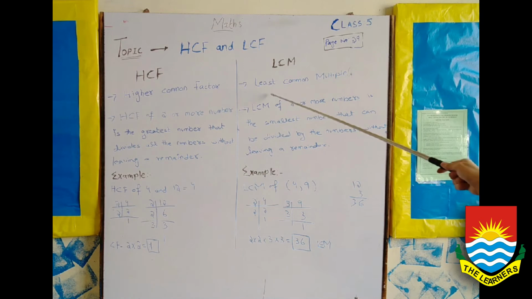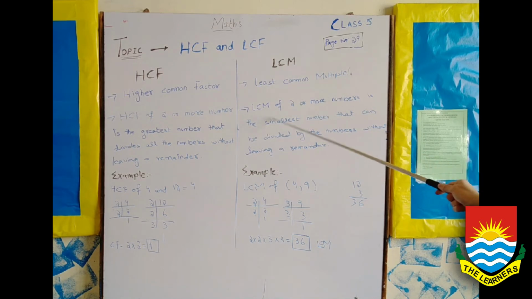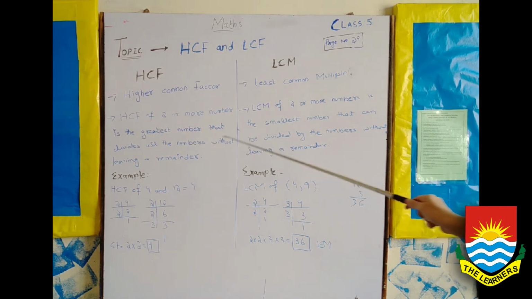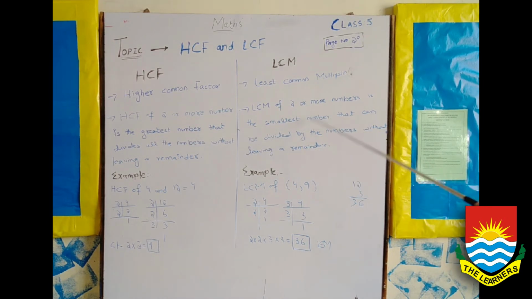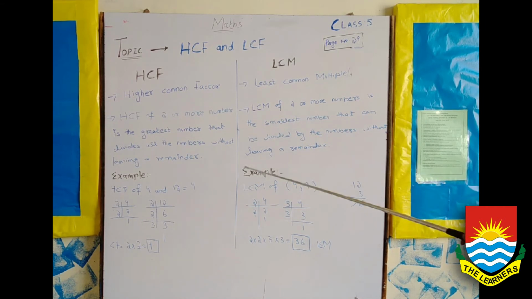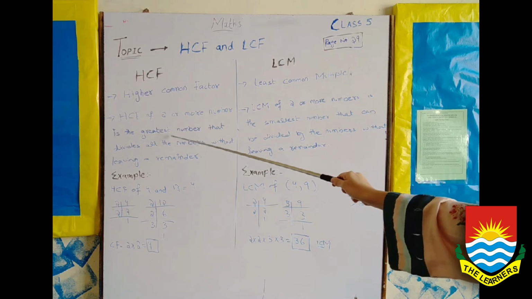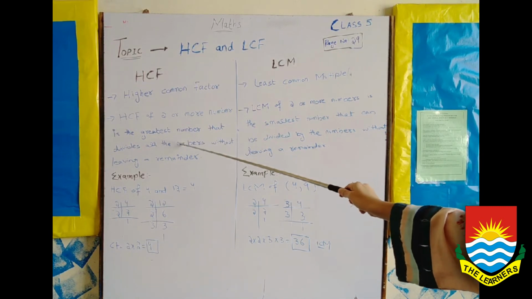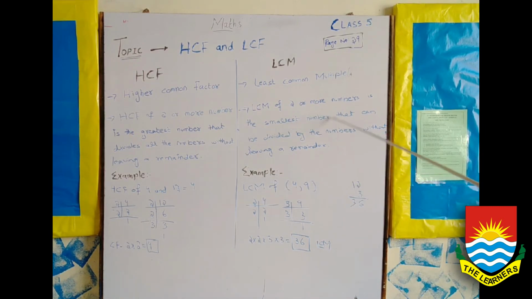Now let's see least common multiple. The least common multiple of two or more numbers is the smallest number that can be divided by the numbers without leaving a remainder. You have to remember this. LCM is always bigger than or equal to the largest of the given numbers. LCM of a number and its multiple is always the multiple.